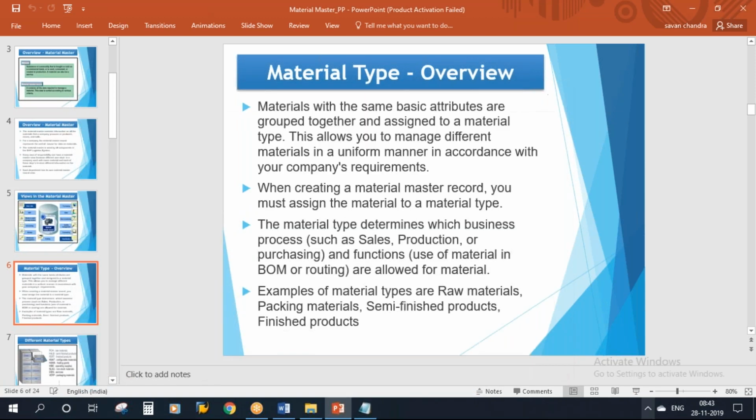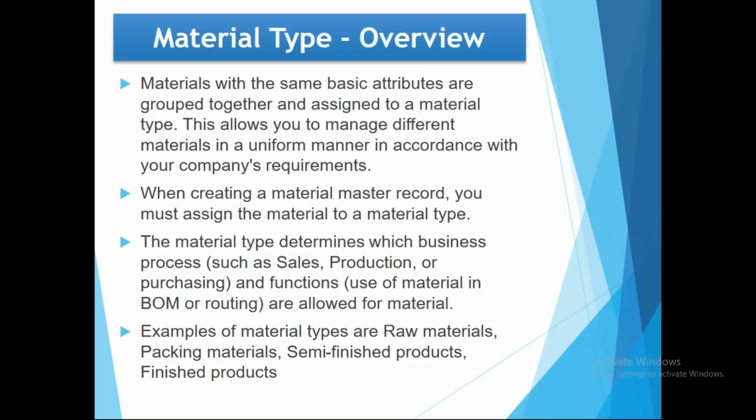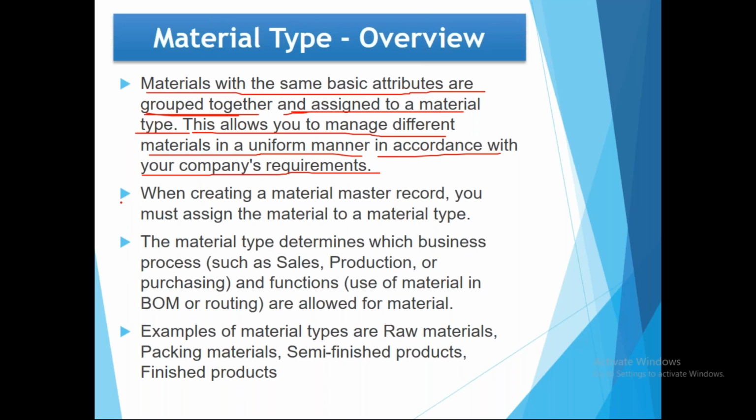Okay, so materials with the same basic attributes are grouped together and assigned to a material type. Okay, so materials with the same nature, common in nature, having the same properties, same attributes, they are grouped together and they are assigned a material type. This allows you to manage different materials in a uniform manner in accordance with your company's requirements.